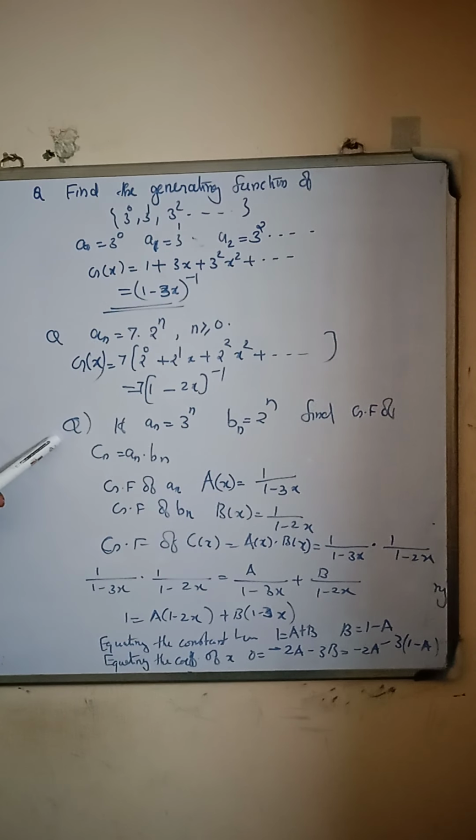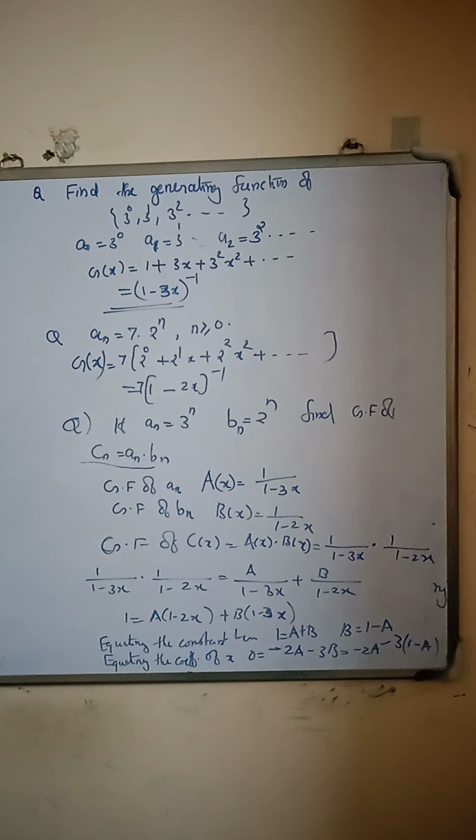Okay. In the next problem, two sequences are given. If an is equal to 3 raised to n and bn is equal to 2 raised to n, find the generating function of its product cn is equal to an into bn. So in this case, first we find the generating function of an, and second we find the generating function of bn. What is the generating function of an? We know that in the first problem it is 1 by 1 minus 3x, that is 1 minus 3x raised to minus 1. Similarly we have to find the generating function of bn as 1 by 1 minus 2x.